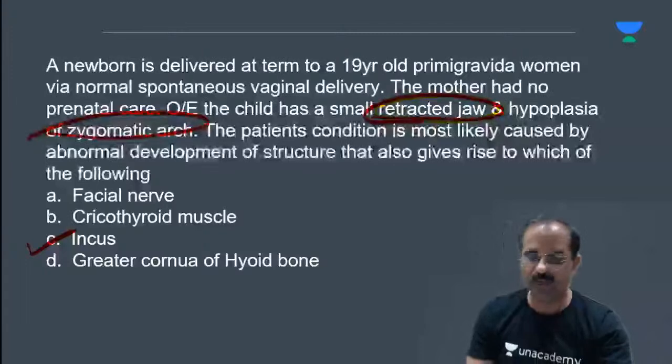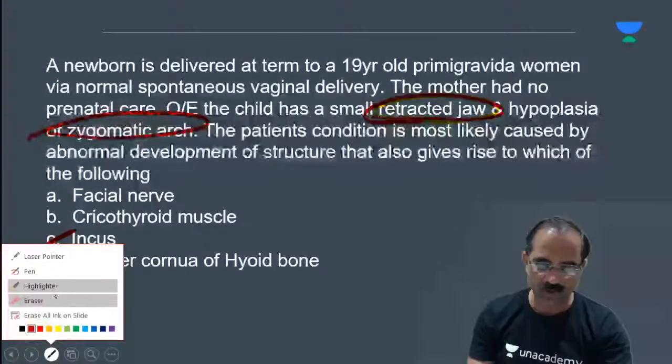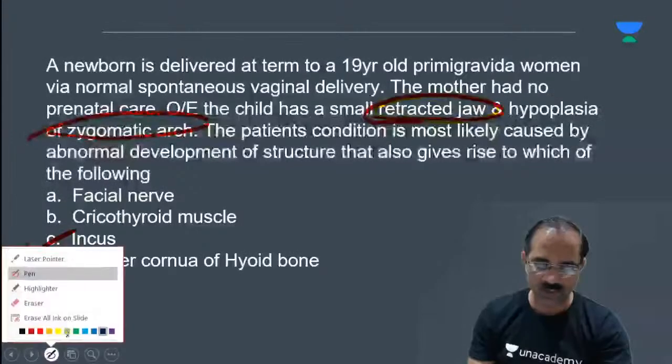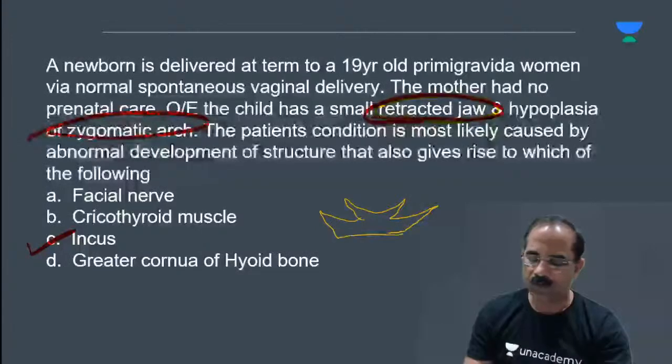The greater cornu of the hyoid bone is derived from what? The greater cornu and the lower part of the body of the hyoid bone are derived from what? Students, can anyone answer this? See, this is the lesser cornu of the hyoid bone and this is the greater cornu. Very good. The greater cornu and the lower part of the body of the hyoid bone are derived from the third arch.